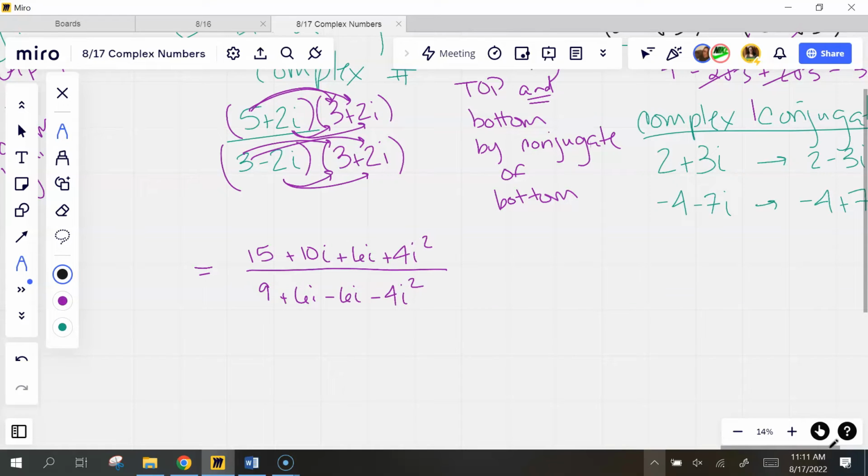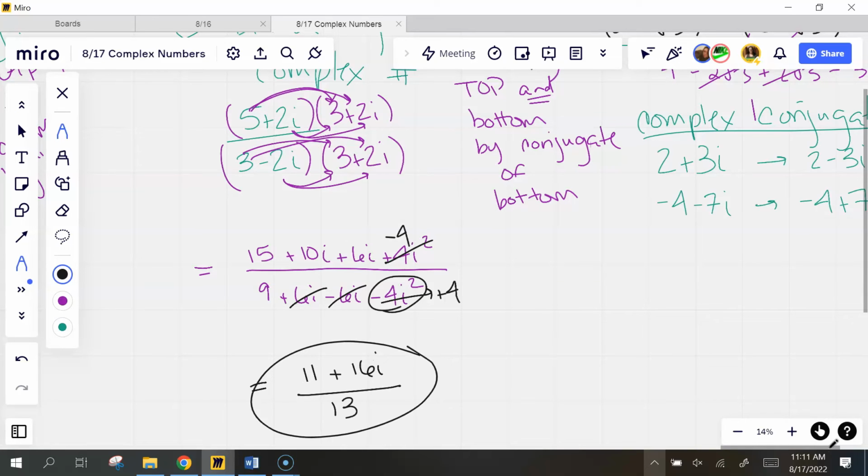Up top, I'm going to change all my i squareds. That's the very first thing I do whenever I multiply things out. This becomes negative 4. What does this one become? Positive 4. The 6i's in the bottom cancel. That's exactly right. So up top, real number, what do I have? 11 plus 16i, over 13. Now I'm done. There's no i's in the bottom, so I'm A-okay.